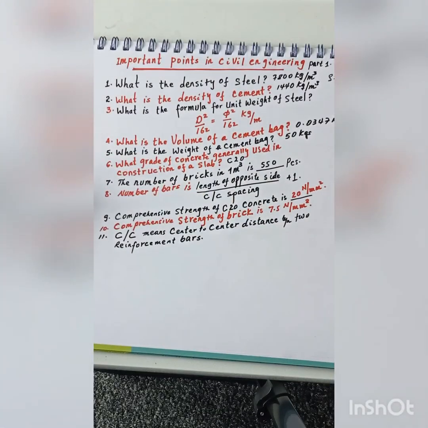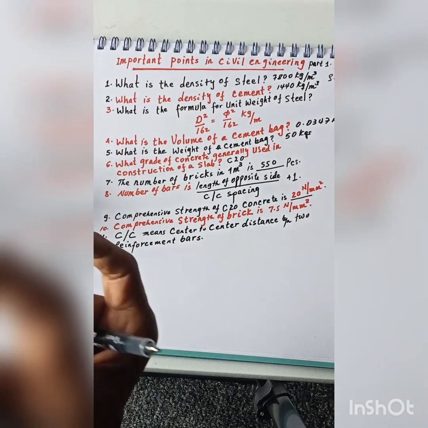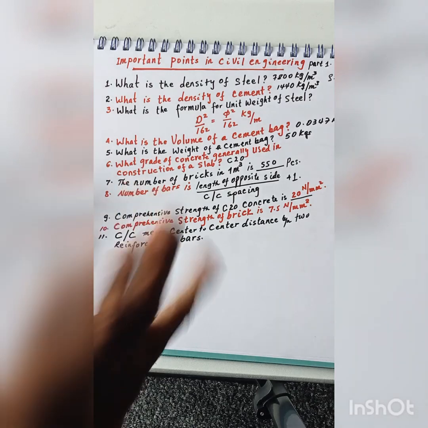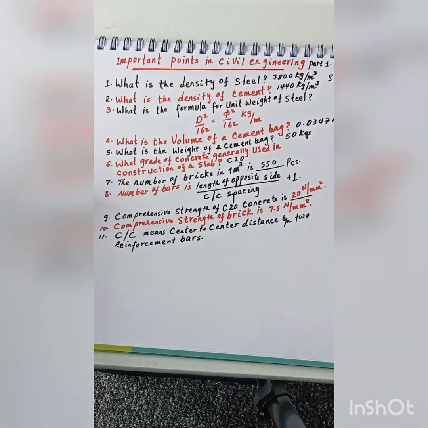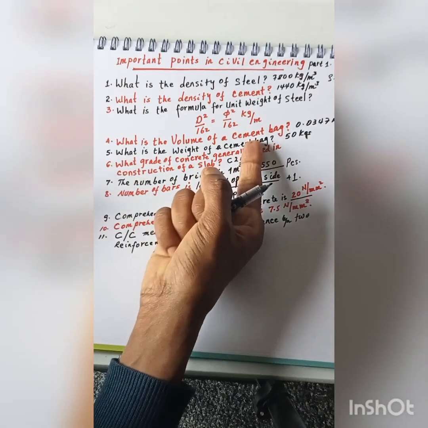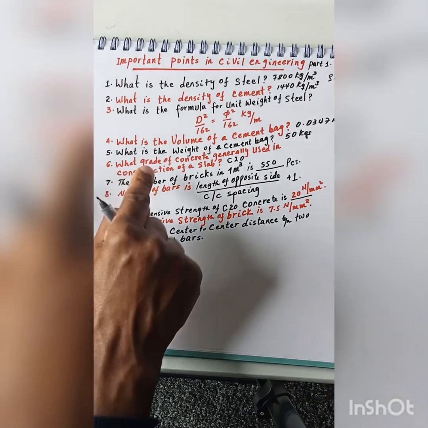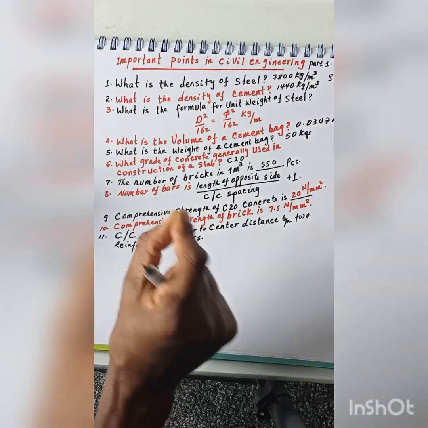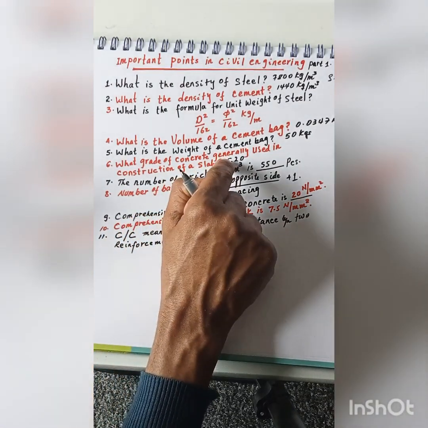Number 4, very important. What is the volume of a cement bag? A cement bag's volume is expressed as 0.0347 meters cubed. What is the weight of a cement bag? One cement bag is 50 kilograms. What grade of concrete is generally used in construction of a slab? In construction of a slab, we need to use C20.